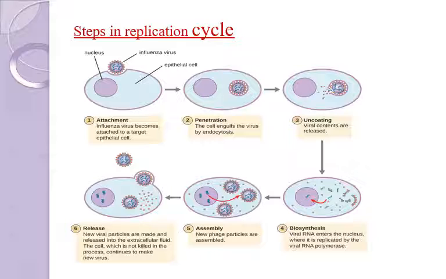Fifth stage is assembly. New phage particles are assembled here, and the last stage, that is release. New viral particles are made and released into the extracellular fluid. The cell, which is not killed in the process, continues to make the new viruses.